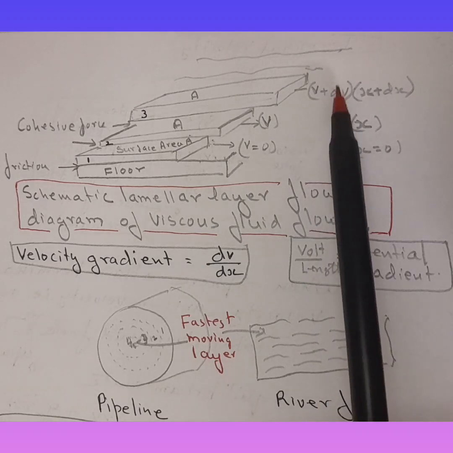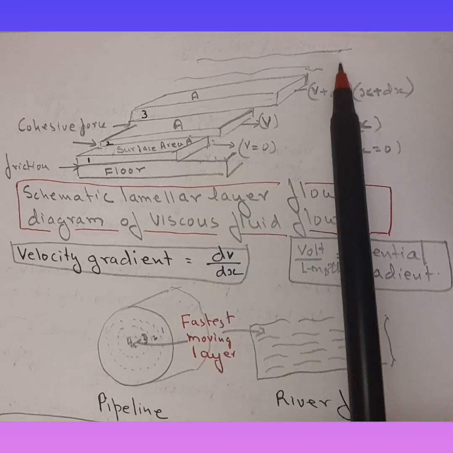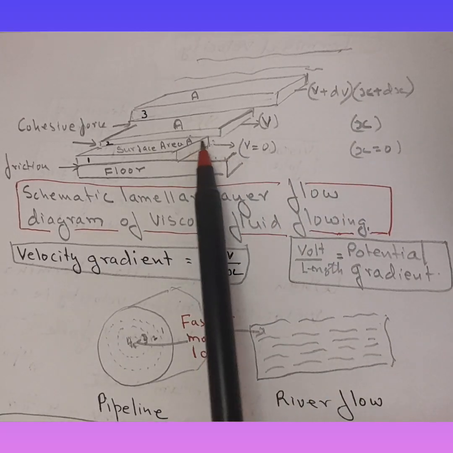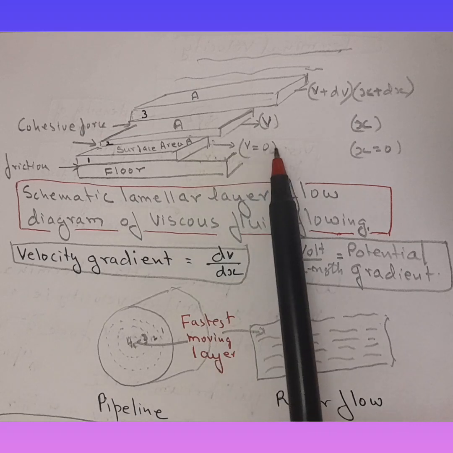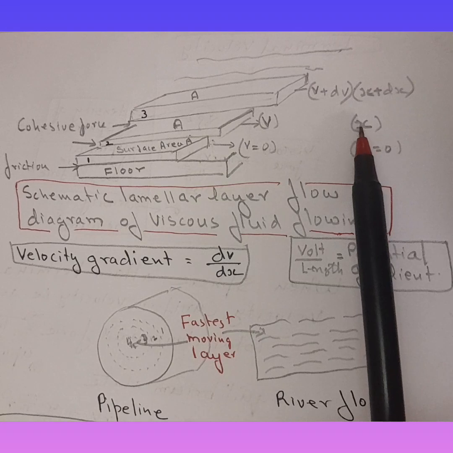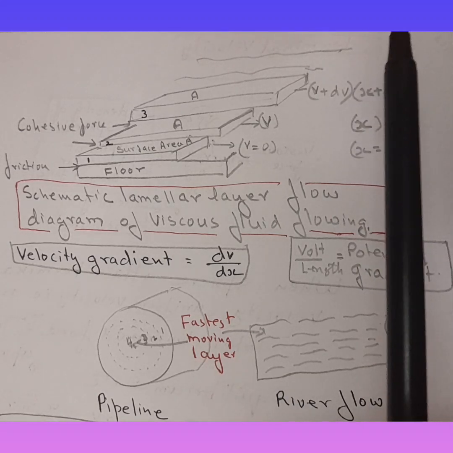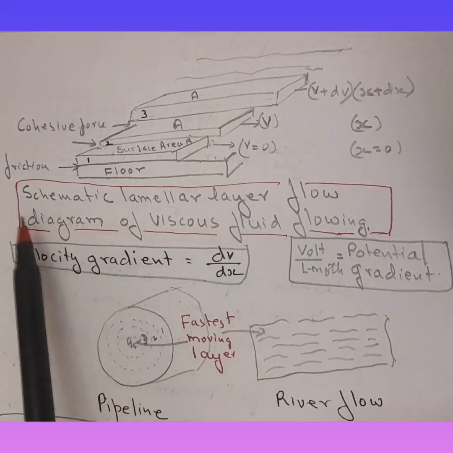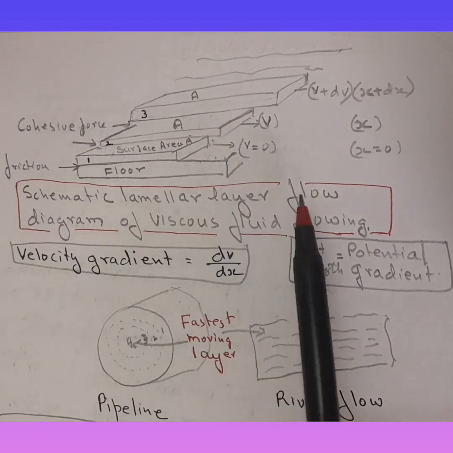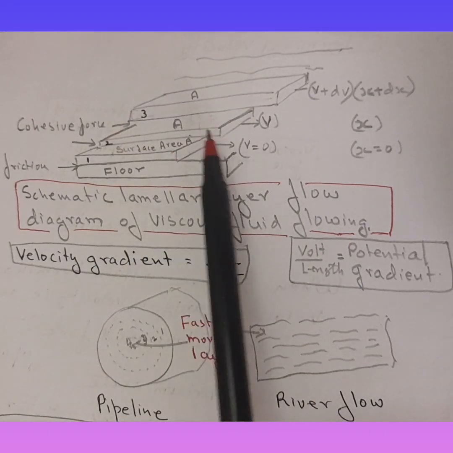Alright, now if I talk about distance, the distance from the floor: for the first laminar layer, x is equal to 0. For the second laminar layer, let's assume it to be x, and for the third laminar layer, it will be x plus dx, and so on and so forth. Alright, okay, now this is, as I mentioned, the schematic laminar layer flow diagram of a viscous fluid flowing. Alright, I hope this part is clear.